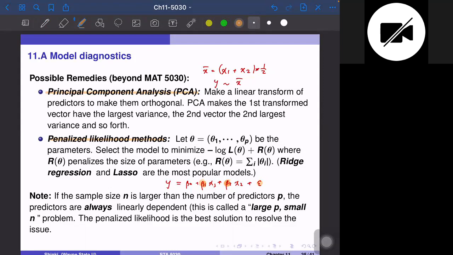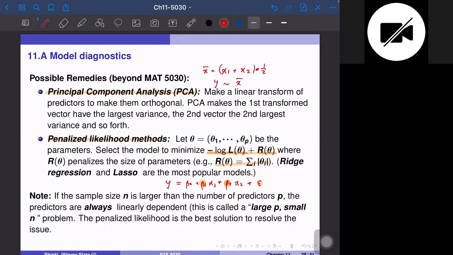In terms of the likelihood function, we use the negative log of the maximized likelihood function, so we minimize the negative log of the likelihood function. But the penalized method has another term, R of theta. R of theta is typically the summation of the absolute values of theta i. Then we minimize the entire quantity. So we want to maximize the likelihood and at the same time minimize the size of the estimated parameters. Then we get some reasonable estimate. So we will not get a very large beta 2.